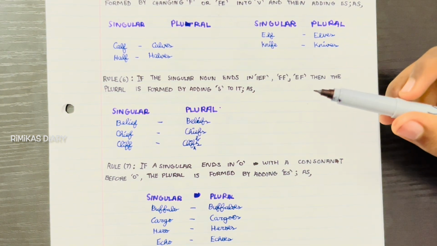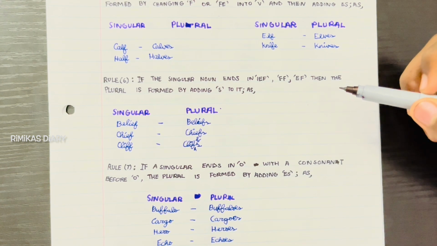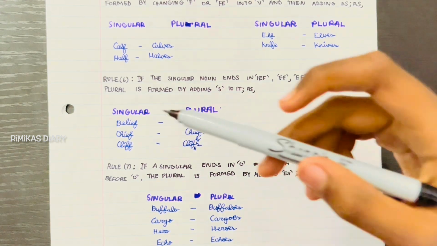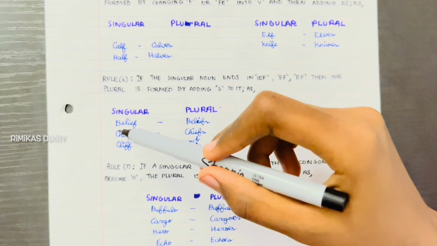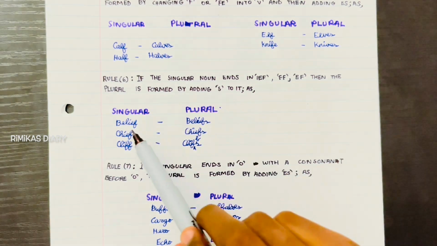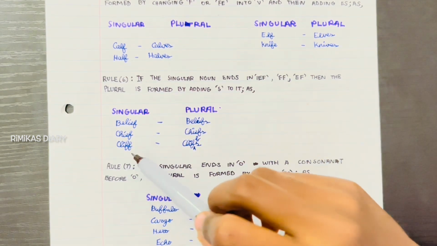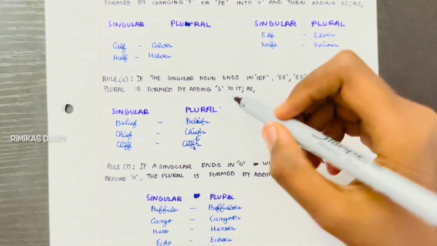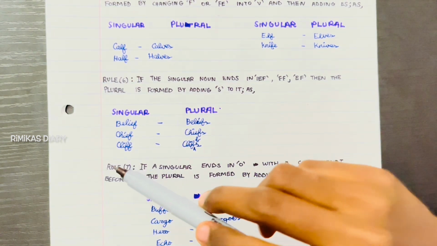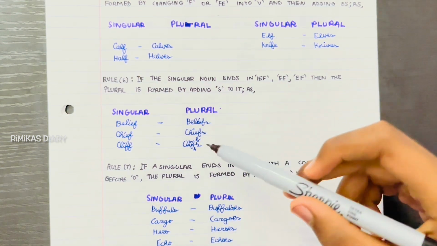Rule number 6. If the singular noun ends in IEF, FF, EF, then the plural is formed by adding S to it, as belief, beliefs, chief, chiefs, cliff, cliffs. Here, belief. The word belief ended with IEF, so I'm just adding S at the end. Here, chief. Chief ended with IEF, so I'm just adding S at the end. And then here, the word cliff. This word has two F at the end, so I'm just adding S at the end.